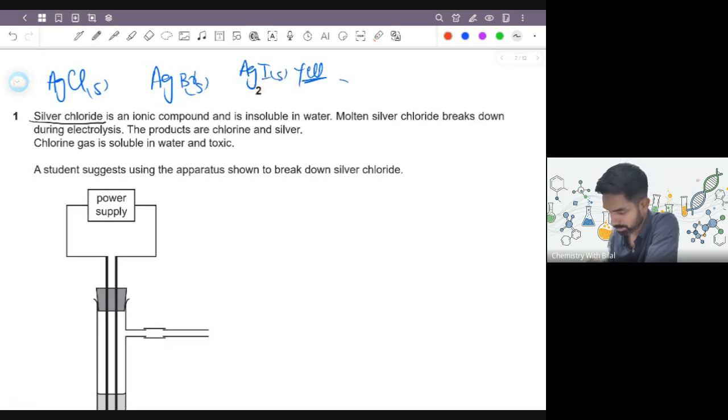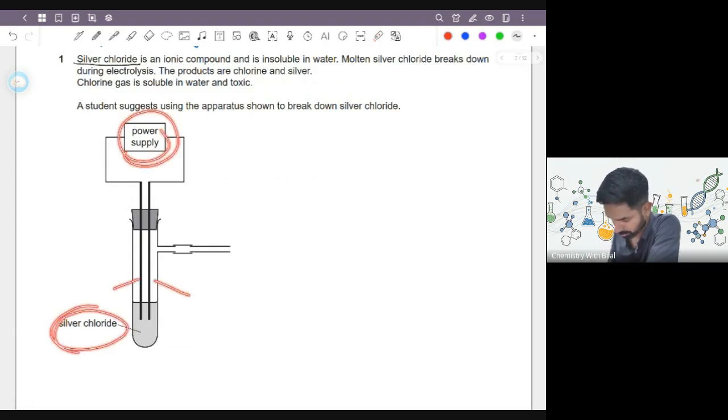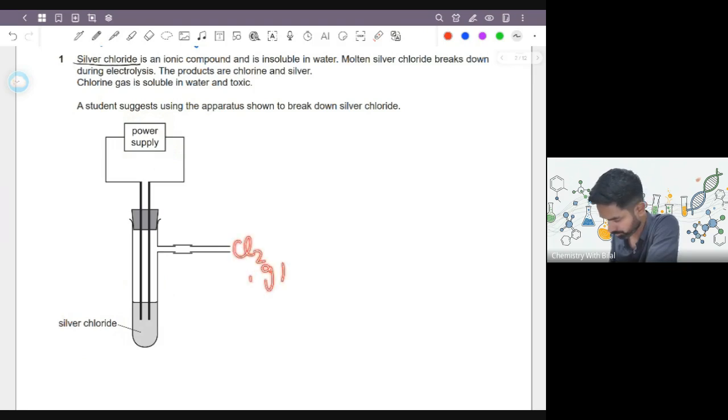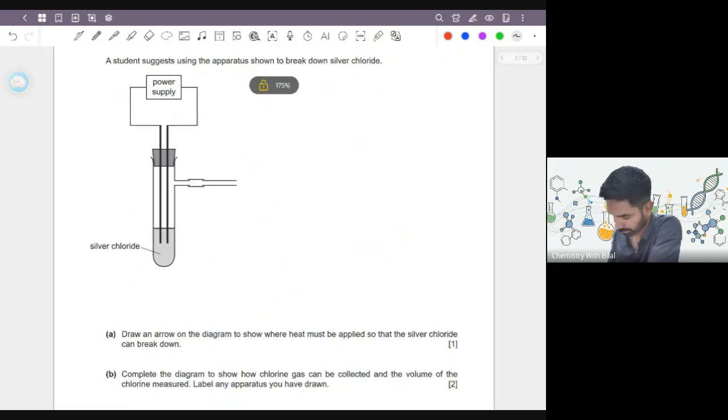A student suggests that this apparatus should break down silver chloride. So this is the power supply. We know the anode, cathode, and molten silver chloride. When it is decomposed, it produces chlorine gas, of course. Which gas is coming out here? The chlorine gas. So we cannot allow the chlorine to escape into open air. We have to collect it.